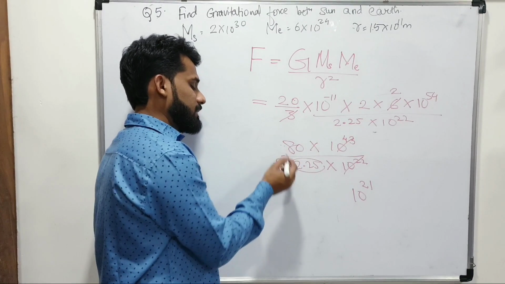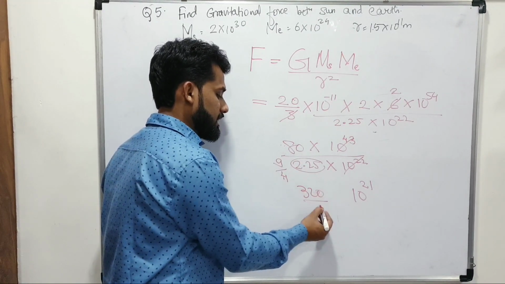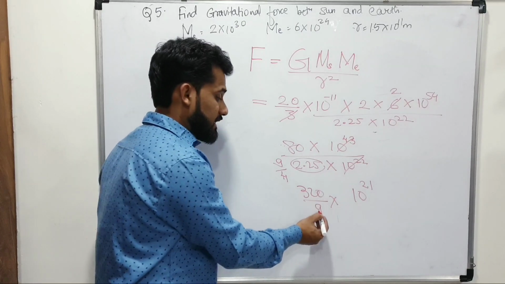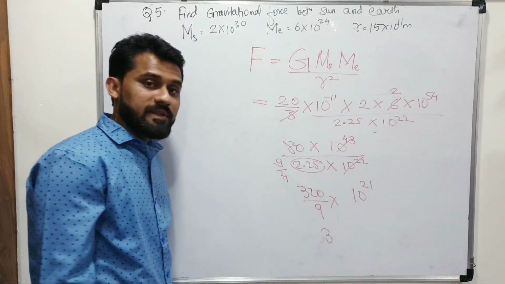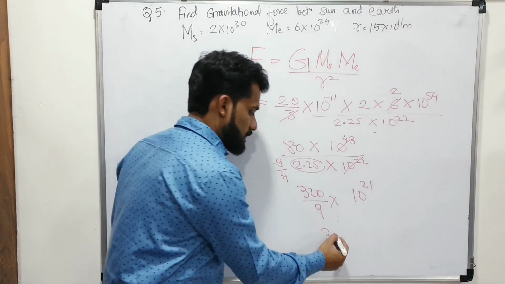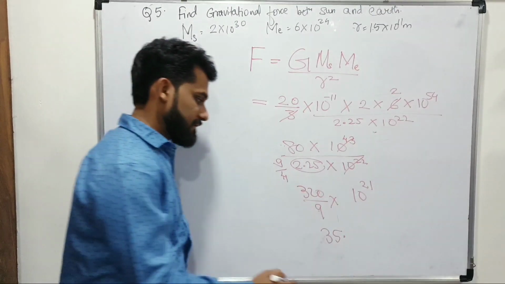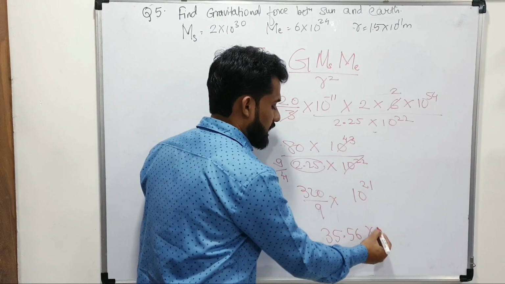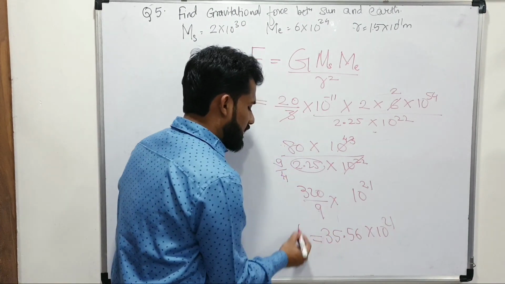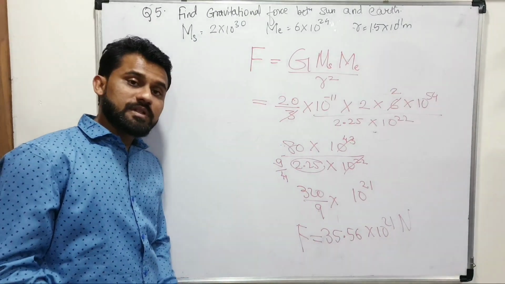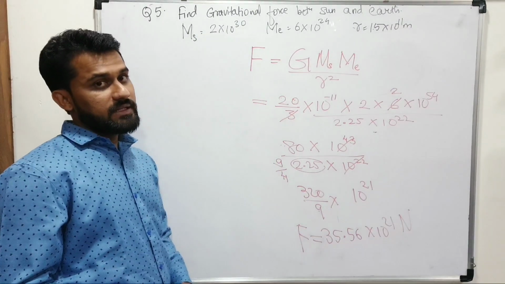If 4 goes up it becomes 320 by 9 times 10 to the power 21, and now I can easily divide this. In the 9 table, 3 nines are 27, 5 is left, so 5 nines are 45, again 5 is left, and we get 5.6 into 10 raised to 21. Since we have calculated force, the unit will be Newton. So this is the force of attraction between the sun and the earth.